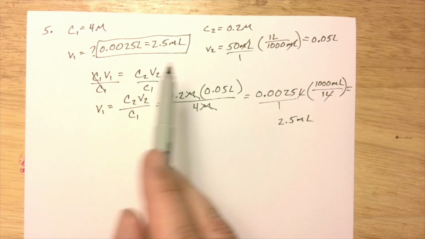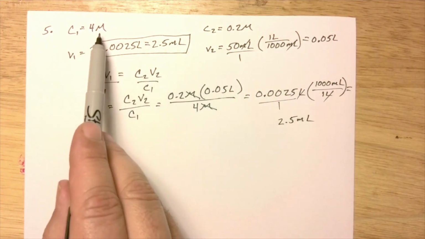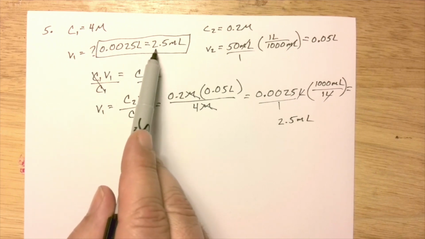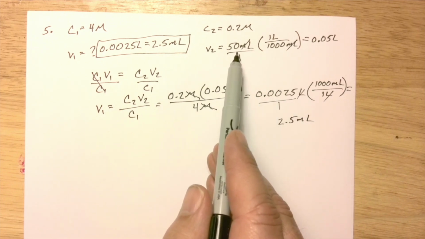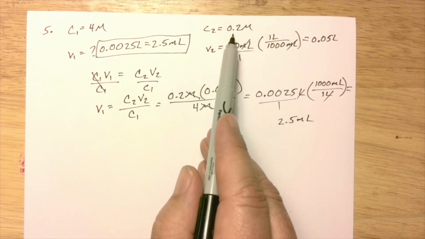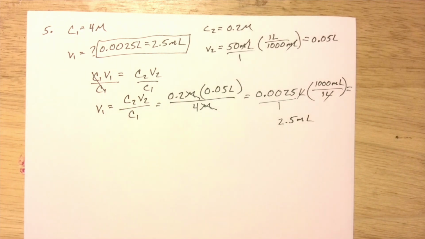And again, what that means is that if you have a 4 molar solution, you need to pour out 2.5 milliliters and then bring the volume up to 50 milliliters. And in doing so, you will now have a 0.2 molar concentration. All right, let's move on to the next one.